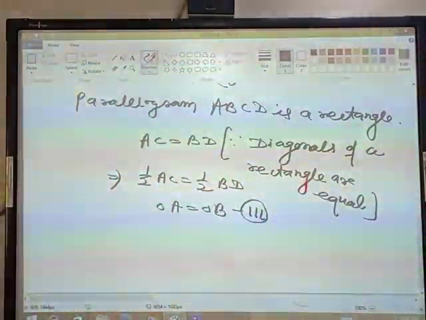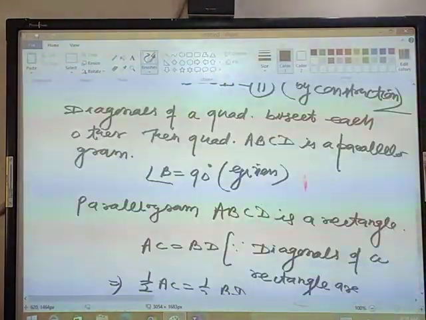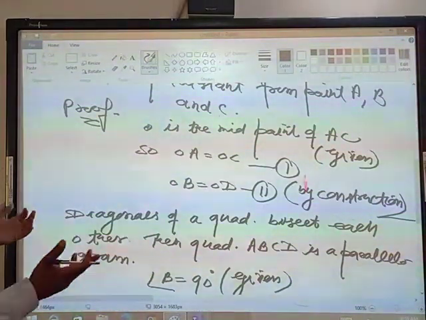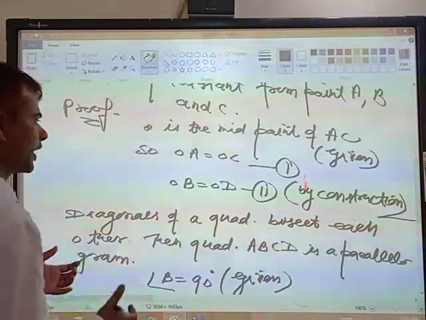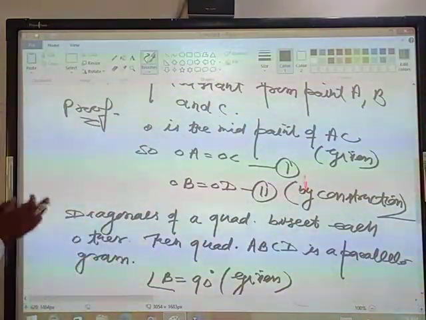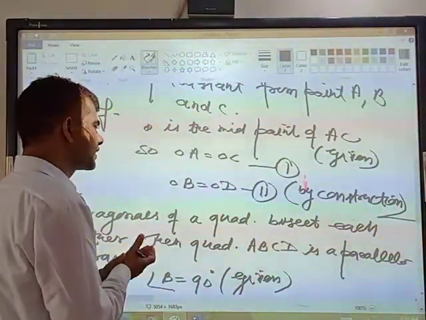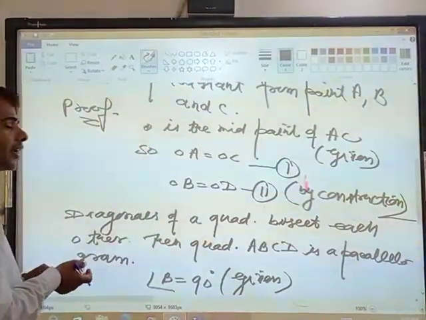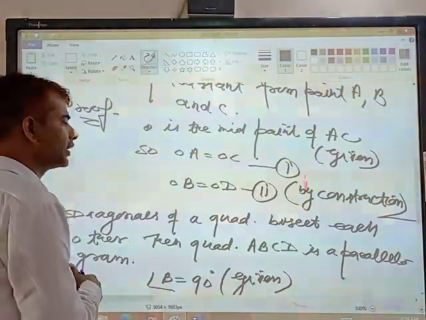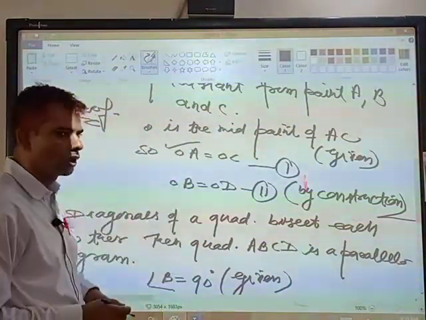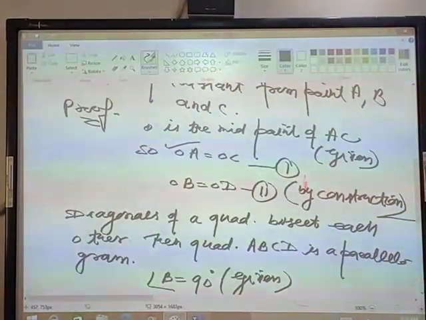Now student, observe equations 1, 2 and 3. Your equation first is OA. Suppose, आप suppose कुछ भी कर सकते हो, 4 cm, 3 cm, 10 cm, 15 cm, 20 cm as an example. Suppose we consider OA is equal to 4 cm. If OA is equal to 4 cm, then OC will be 4 cm, since OA is equal to OC.